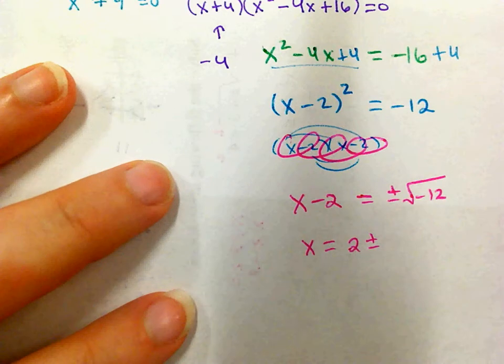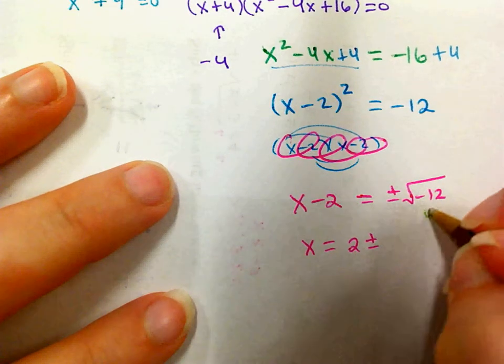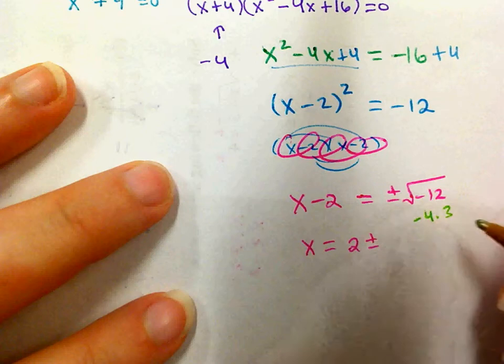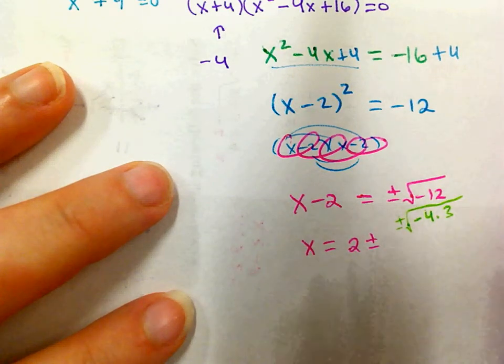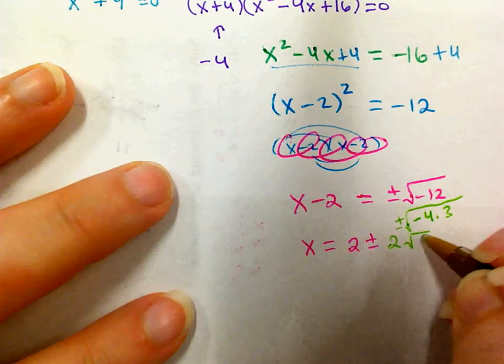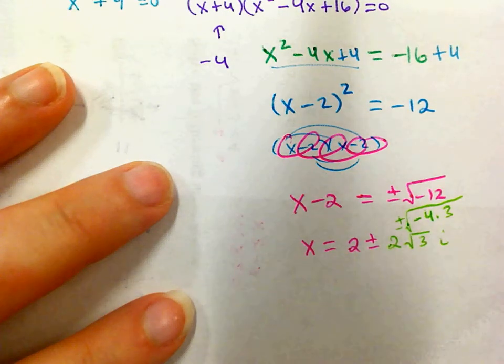Yeah? Square root of 4 is 2. Square root of negative 4 is 2i. So I'm going to say 2 square roots of 3 and then an i. I always put the i's on the outside. Okay. So if I were asking for the answers, you would say negative 4 and then 2 plus or minus 2 square roots of 3i.